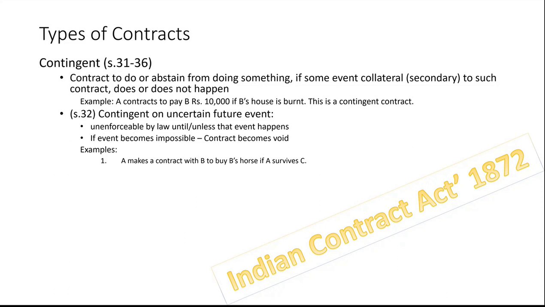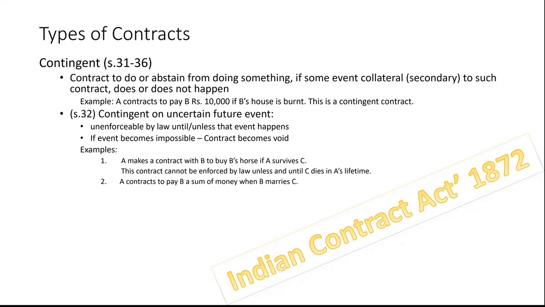Example: A makes a contract with B that I will buy your house if A survives C. Now, this contract cannot be enforced by law unless and until C dies in his lifetime. If he dies after A died, then the contract cannot be done. If he dies, I'll do this, and you die before him, void. So the conditions should be proper.